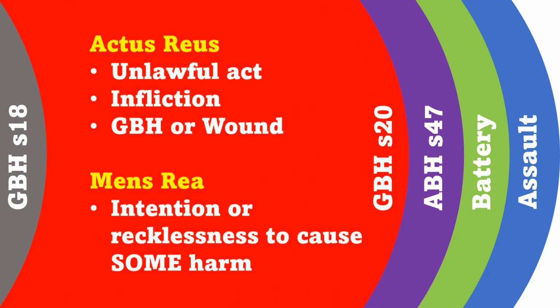Now GBH, or grievous bodily harm or wounding, under section 20 of the Offences Against the Person Act is slightly less severe than section 18, but the actus reus for this is an unlawful act which inflicts or causes serious bodily harm, as in GBH, or a wound which is a break in both layers of the skin. The mens rea for this is intention or recklessness to cause some harm. Now that's important, some harm.